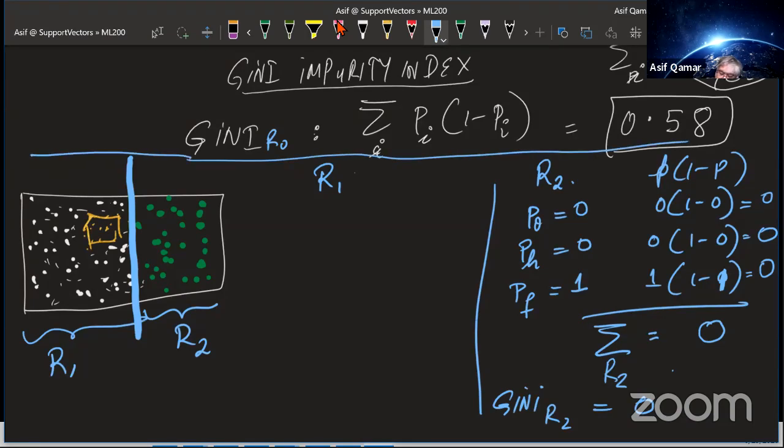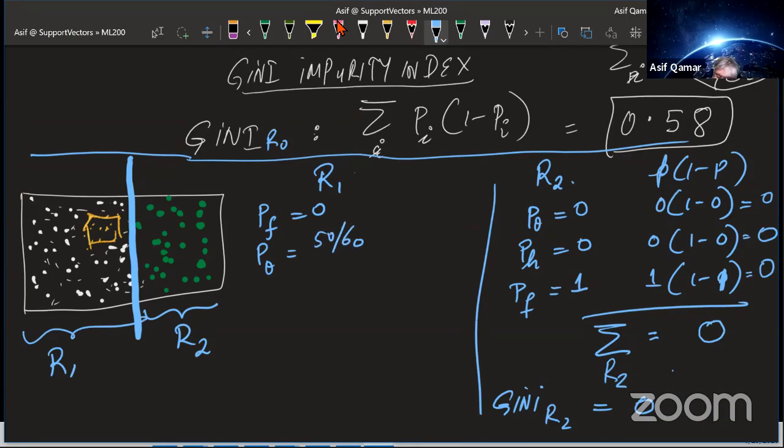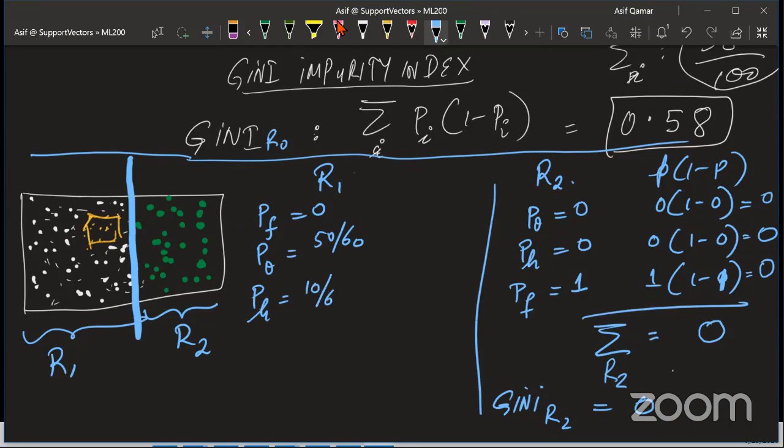Now let's do the same thing for region R1. Proportion of forest here is very easy, 0. Proportion of open points is, well, how many points are there? There are 50 white points and 10 yellow, so 60 points. So this is 50 over 60. And the proportion of houses is equal to, how much would that be, guys? 10 over 60, excellent.